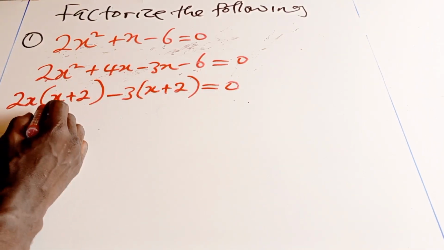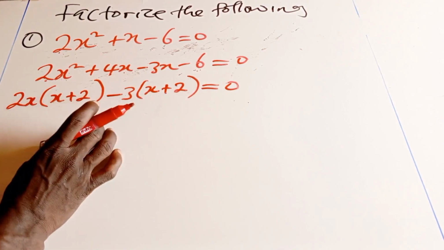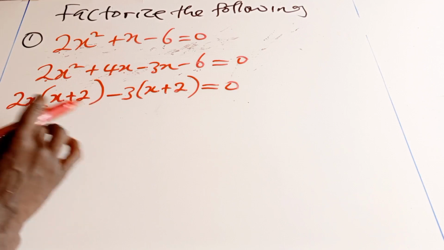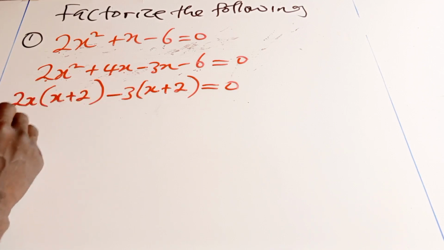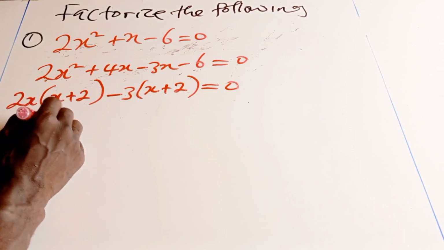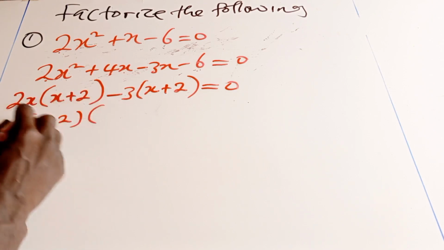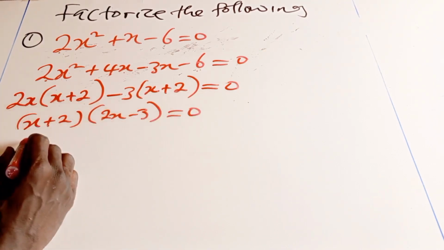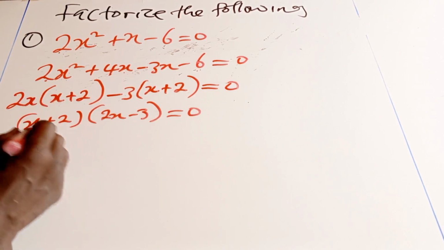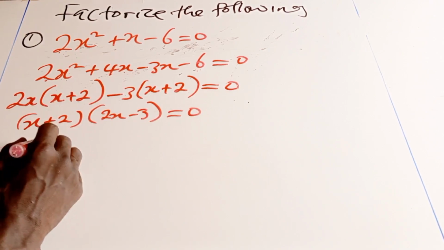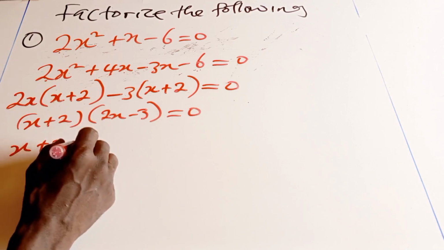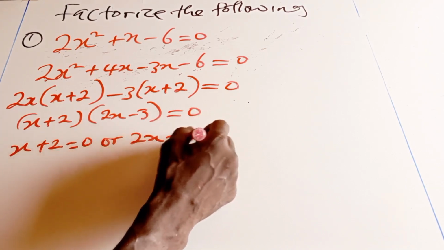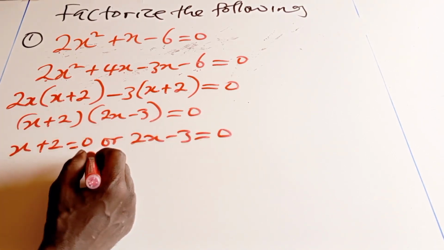Then, since we got the two brackets equal, you can take one bracket and attach it with the other. Now we have x plus 2 and 2x minus 3 is equal to 0. Therefore, one of the brackets is equal to 0. Then we have x plus 2 is equal to 0, or 2x minus 3 is equal to 0.